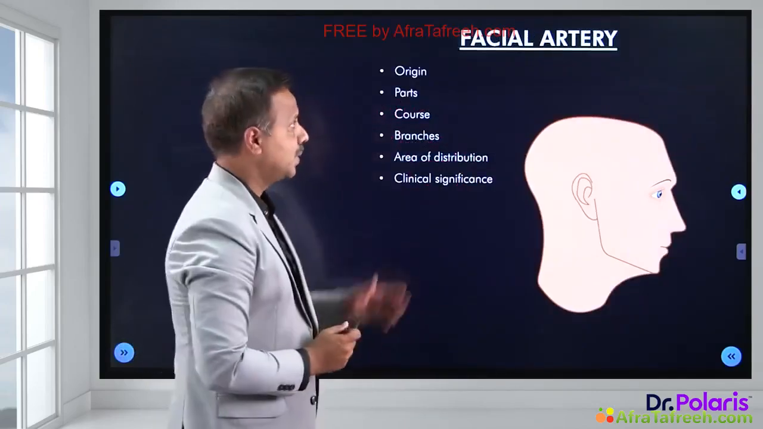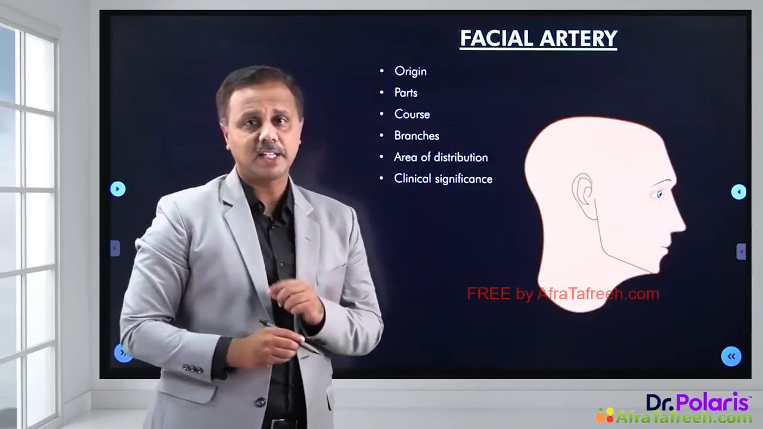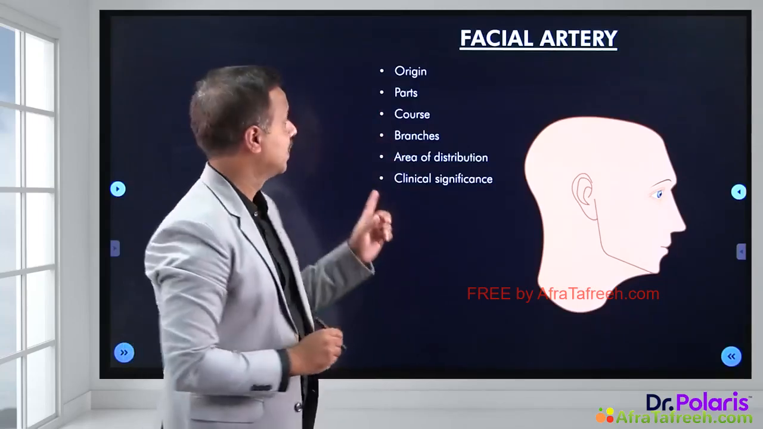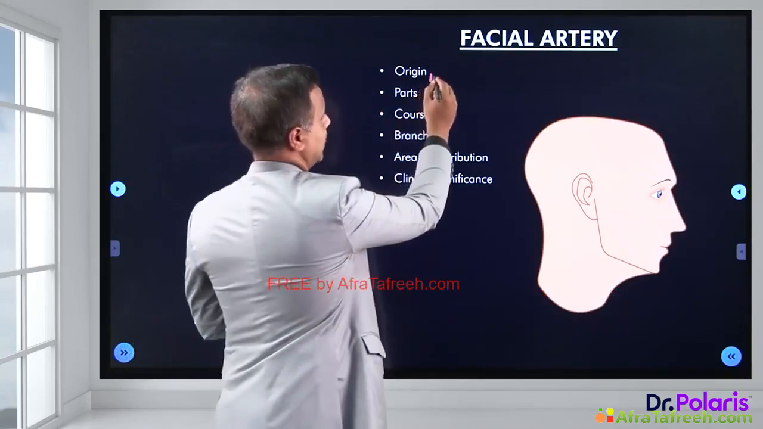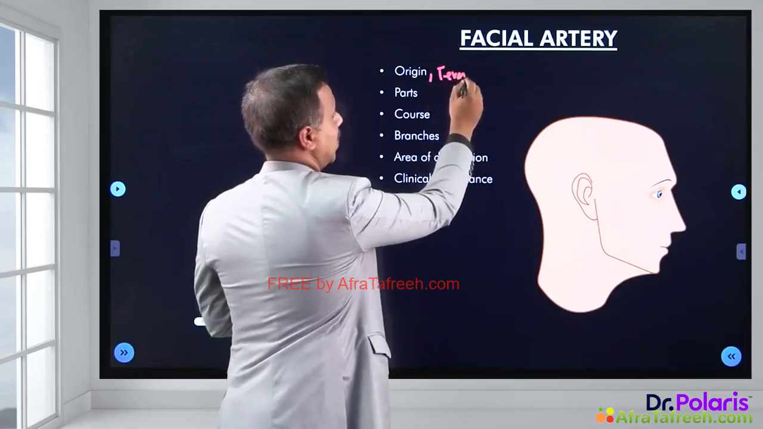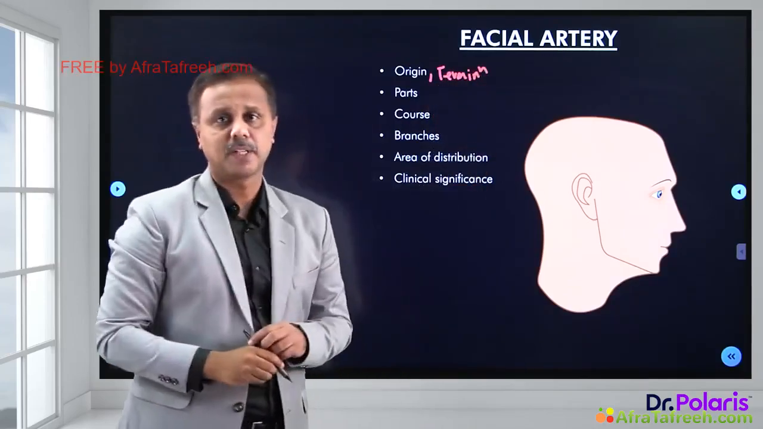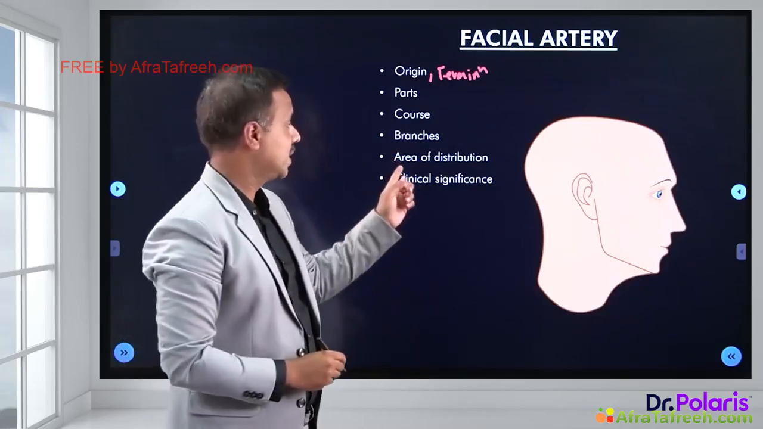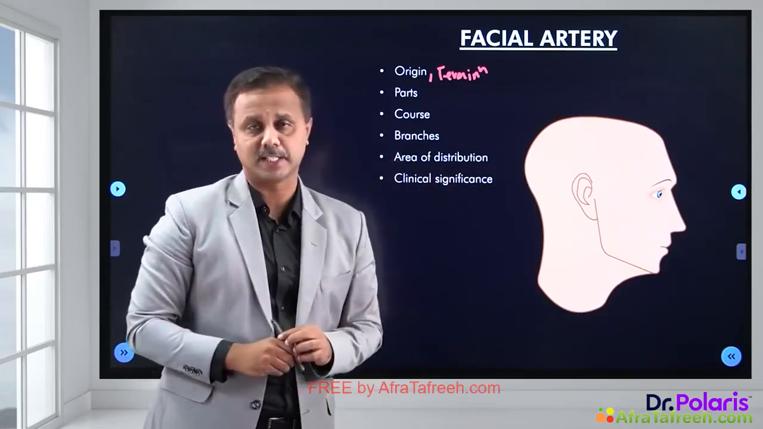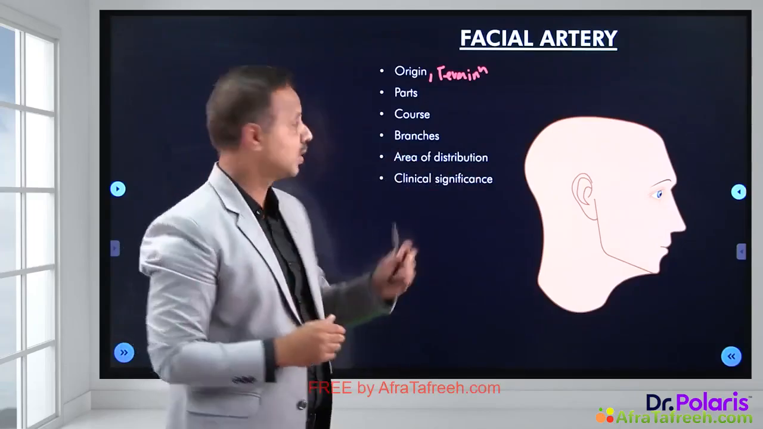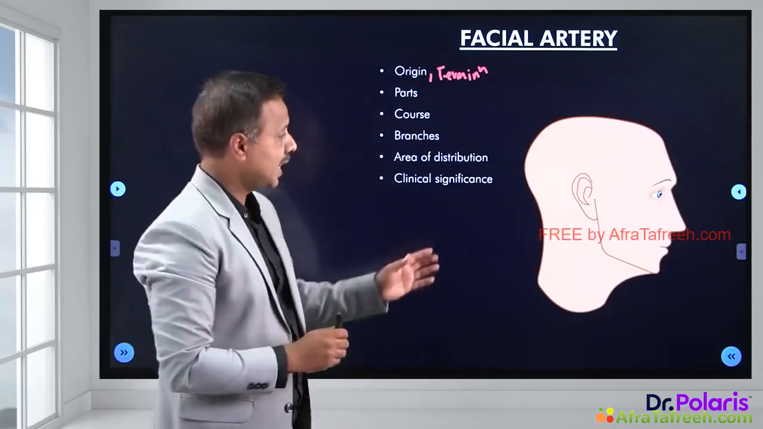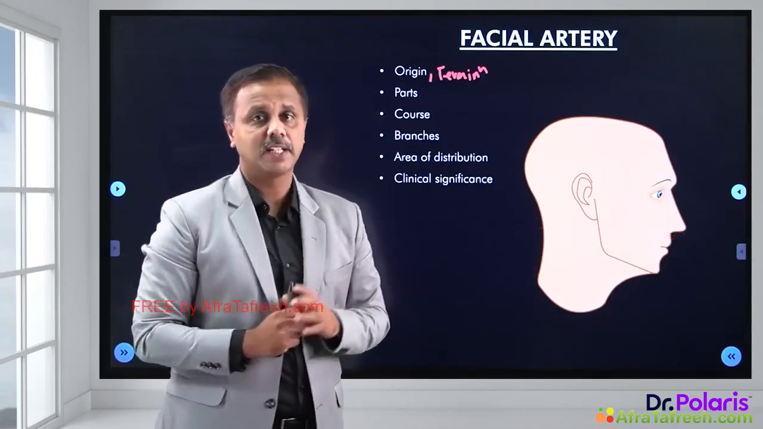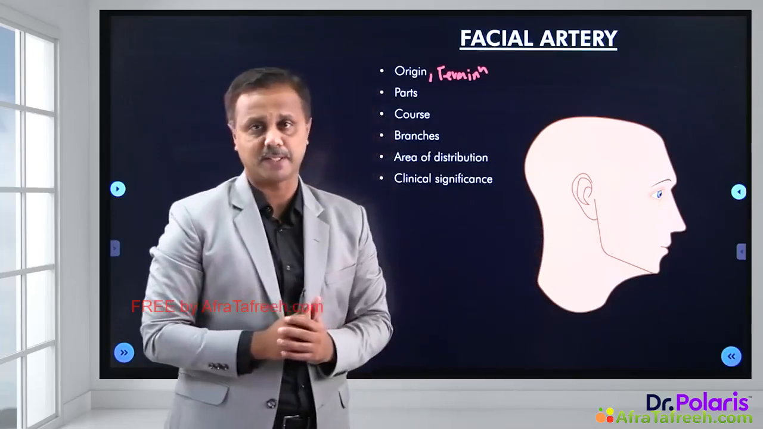Let's try to learn more about the facial artery. Any artery, when you learn, you need to learn under the following headings. For example, you begin with origin and then mention how the artery terminates. Then describe the parts, if any, course, then branches, what area it supplies, and if there is clinical significance. For any artery in the body, you can use these headings. So let's begin with the discussion of the facial artery. The facial artery is the chief artery that supplies arterial blood to the face.